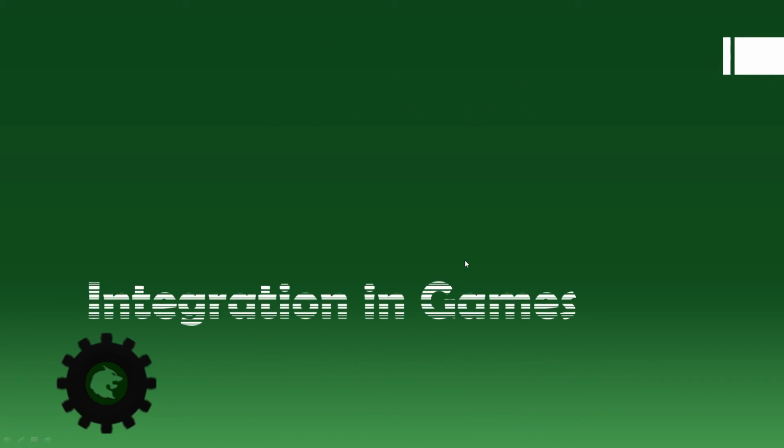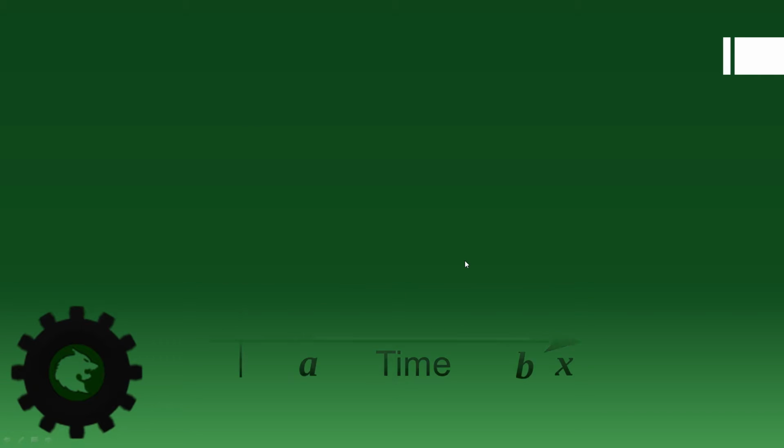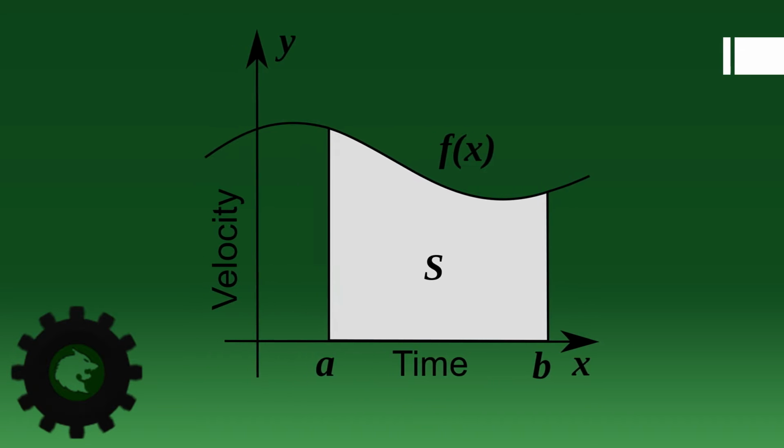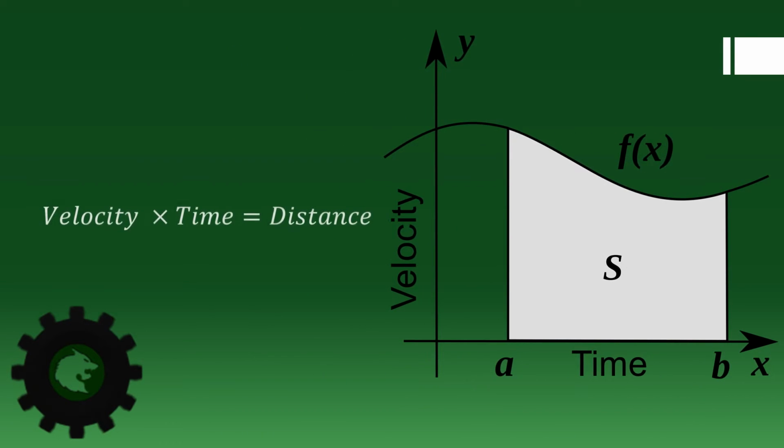Today I want to talk about what integration is, how it's used in video games and how to implement it. Integration is used to calculate the area under a graph. For example, in this velocity time graph, the area represents the distance the object has moved. Velocity times time equals distance.